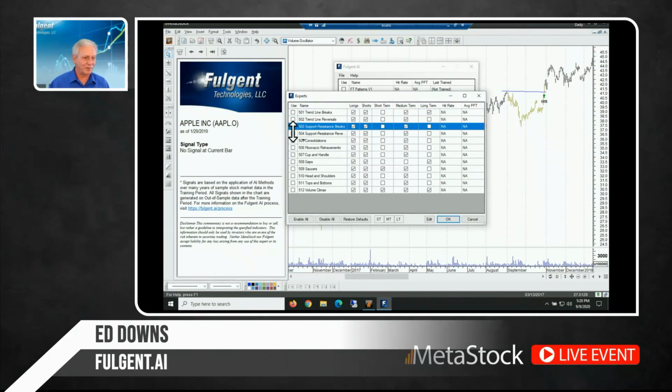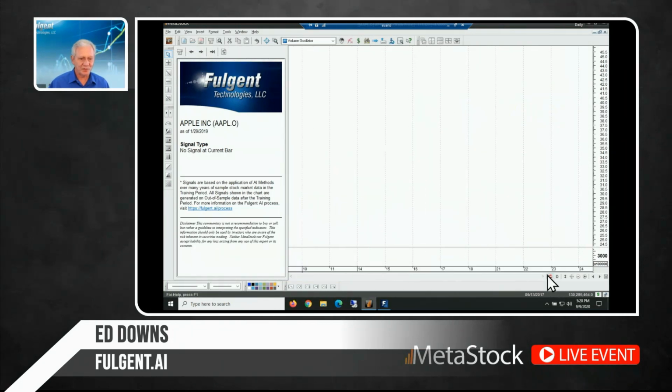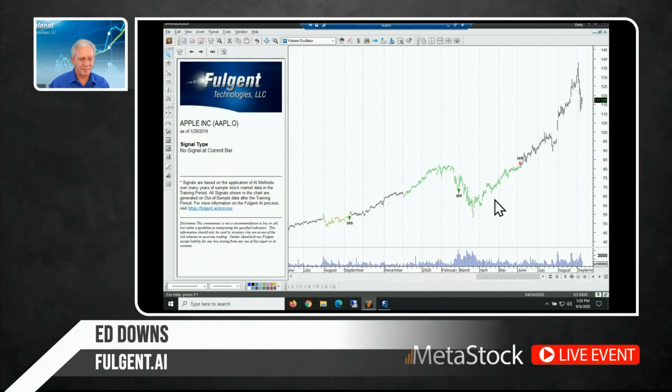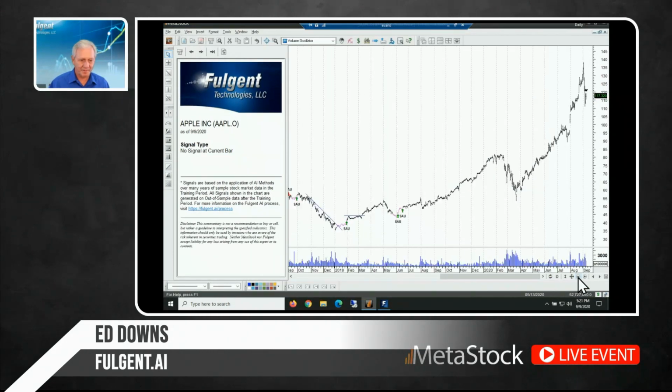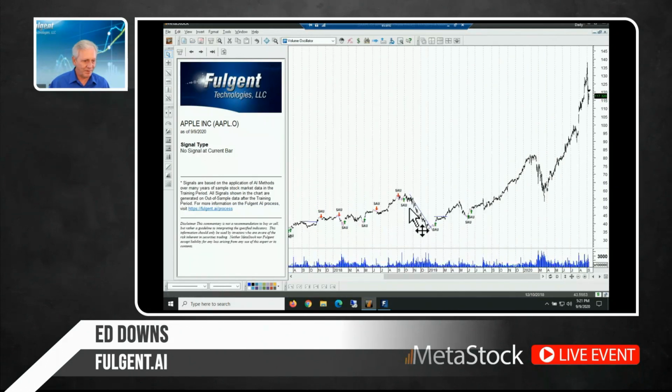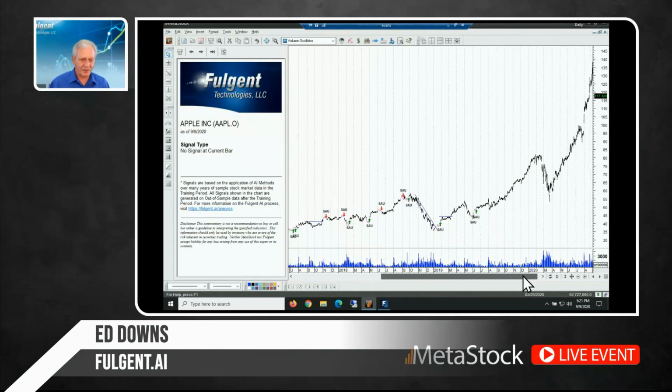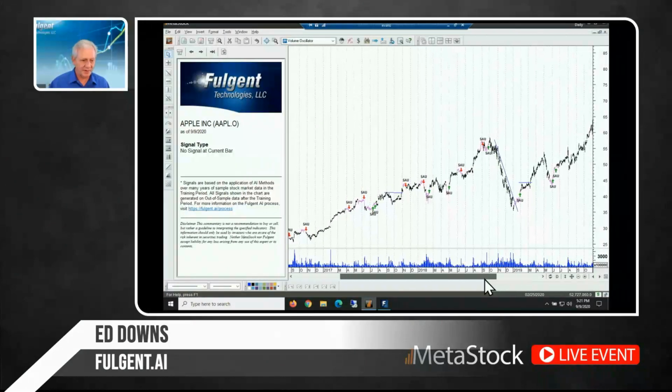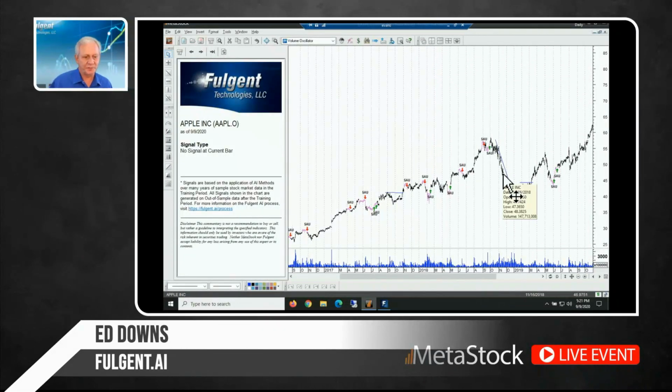Okay, so let's turn those off, and let's find saucers right there, and click OK. I'll go ahead and refresh, and let's see what we got. Let me back up a little bit. Okay, and it looks like over here quite a few have formed, right? All through here, and you can see these are both saucers and rounded tops.